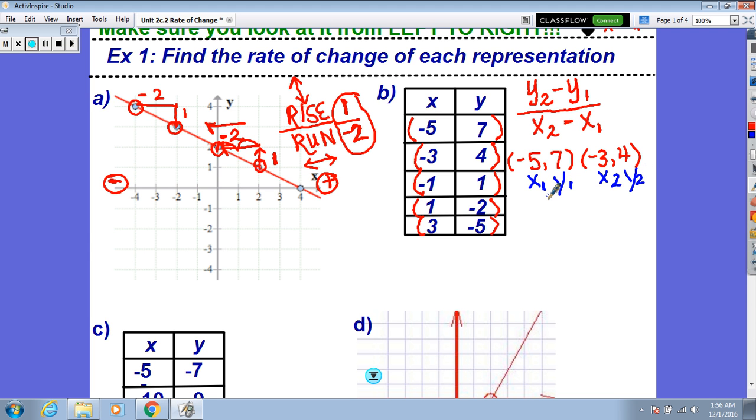It is very important that you give each point an x and a y value. You cannot give the first point x's and the second one y's. That would be incorrect, okay? Now let's plug into our formula. So what did we label y little 2? The 4. So we have 4 minus, what did we label y1? 7. Over, what did we label x2?